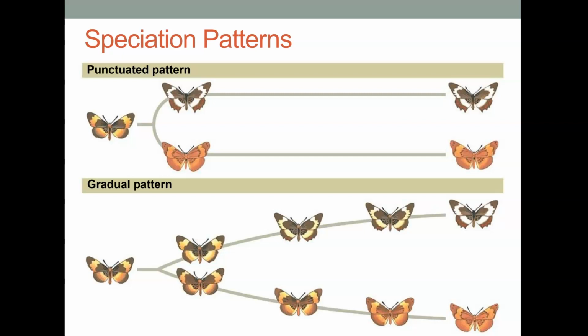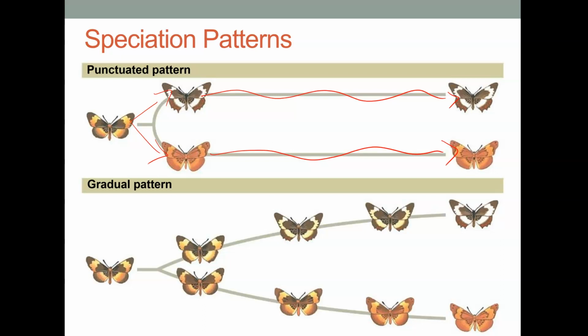The first one is called a punctuated pattern, where basically a very large change occurs within a relatively short period of time, and then no change occurs over a very long period of time. So that's called punctuated equilibrium.